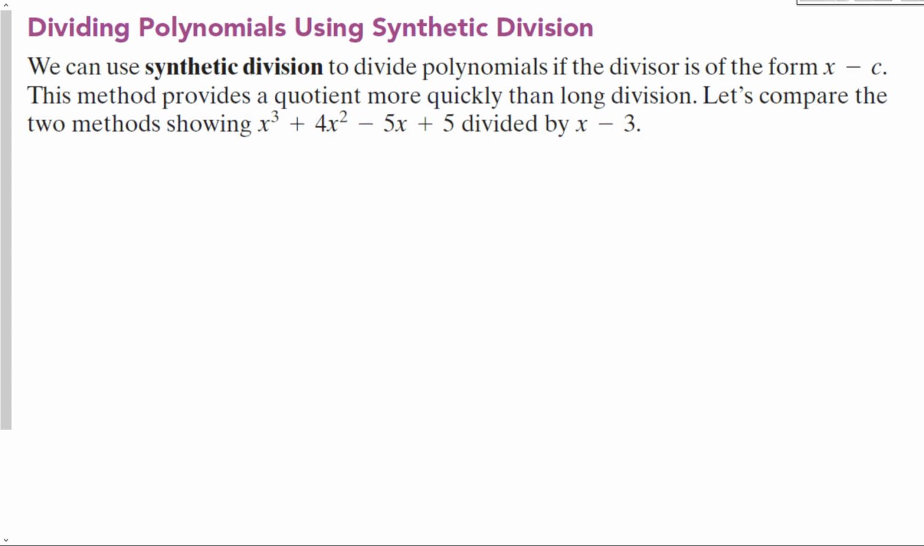Okay? Now let's get to the easier method. Okay, so synthetic division is a nice little trick that we can use to divide polynomials if it's of the form x minus c. So just an x, not an x squared, with no number in the front, plus or minus some number. Okay, if it looks like this, we can divide things very quickly. Okay? So let's compare the two methods showing you how we can divide this cubic polynomial by a binomial with a 1 in the front.